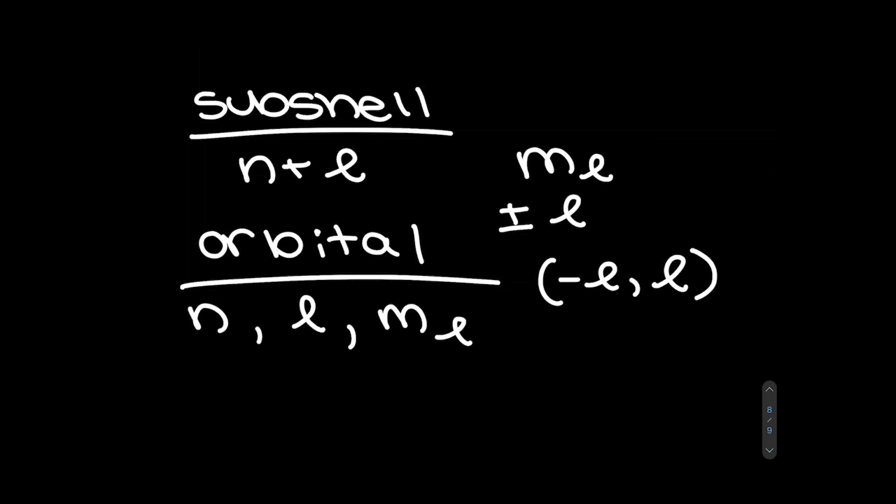So let's say that we have a 4s subshell. We draw a line, knowing that it only has two allowed electrons in its subshell. So that means that m sub L can only be 0, because in this case, L is equal to 0.